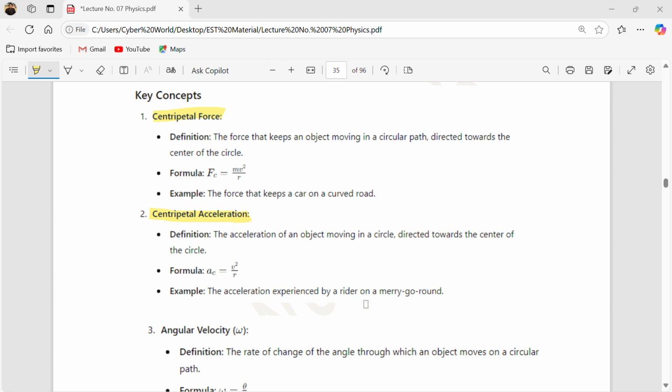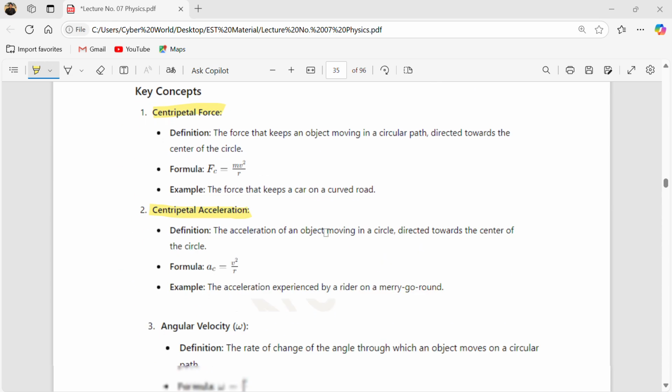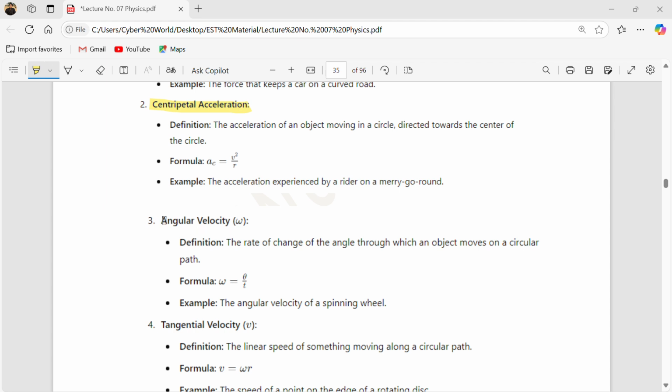Example is the acceleration experienced by a rider on a merry-go-round. So the next concept in circular motion is angular velocity, which is denoted by omega. It is the rate of change of the angle through which an object moves on a circle. In simple words, the circular velocity of a body is called the angular velocity. If a body is moving in a circle, it must have angular velocity, denoted by omega, and its formula is omega equals theta by t. The example of this is a spinning wheel.